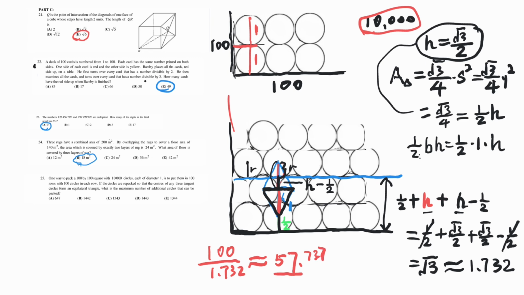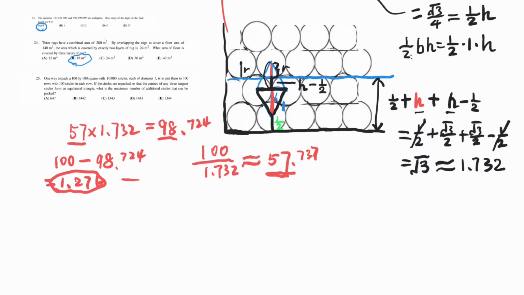That means there are 57 double rows. So we use 57 times √3, 1.732, which equals 98.724 units. So the double rows have a height of 98.724, and the total is 100 units. 100 units minus 98.724 leaves the remainder after 57 double rows.